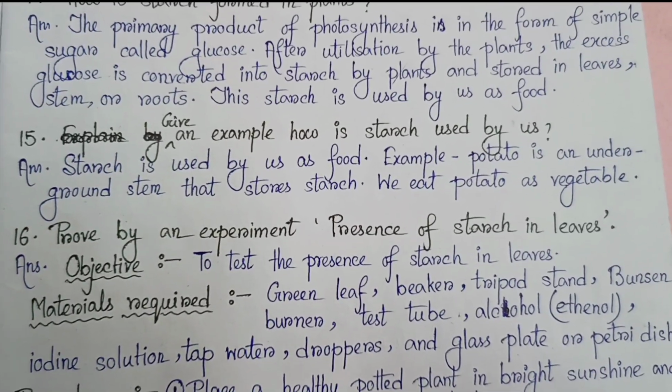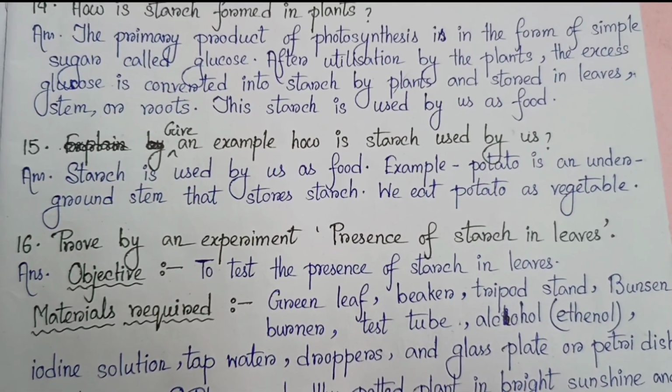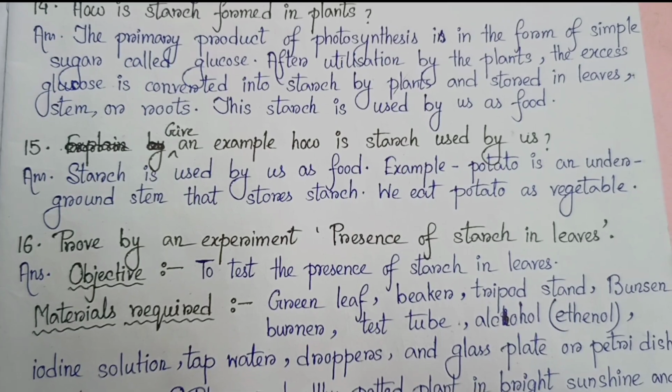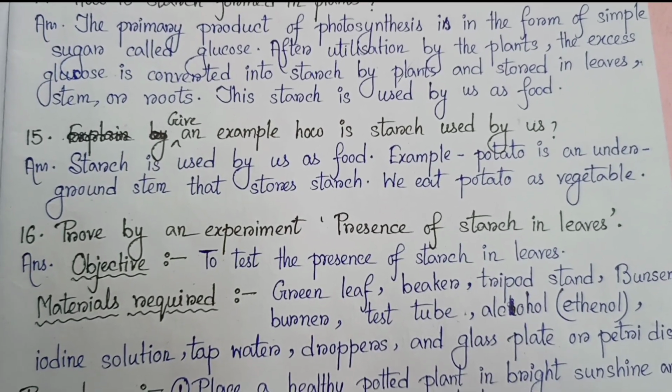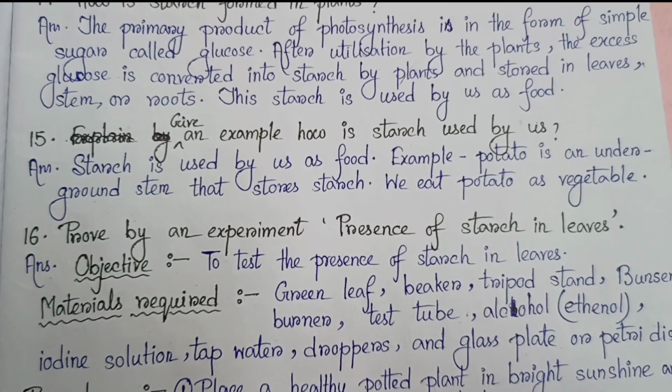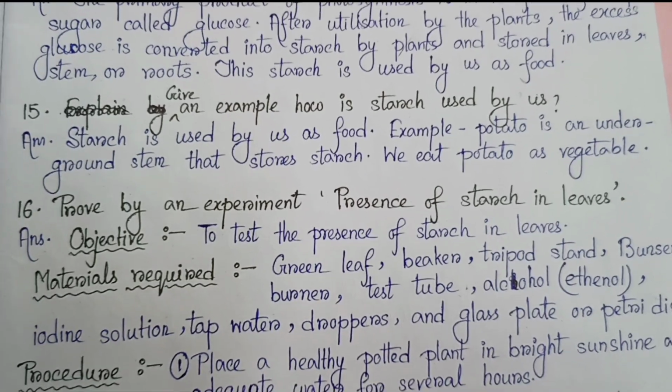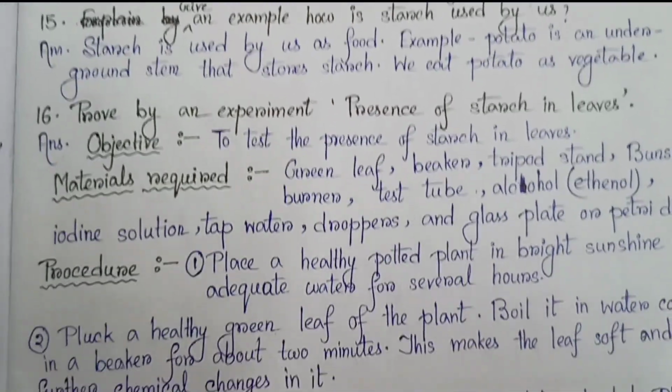Number 15. Give an example how is starch used by us. Starch is used by us as food. Example, potato is an underground stem that stores starch. We eat potato as vegetable.